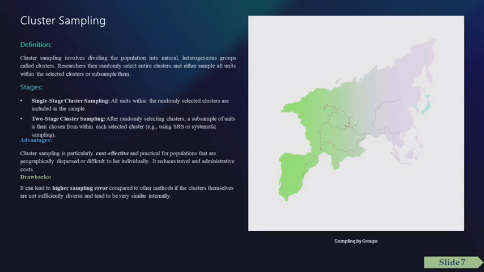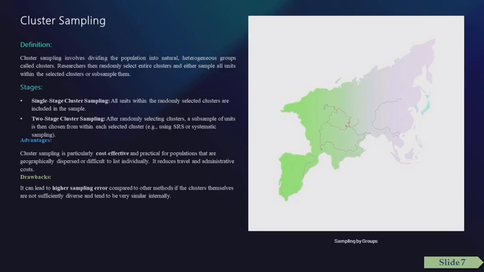Slide 7 talks about cluster sampling. This divides the population into natural heterogeneous groups called clusters, then randomly selects entire clusters and samples all, or some units within them. Stages include single stage with all units in selected clusters, or two-stage with subsample within clusters using simple random sampling or systematic.